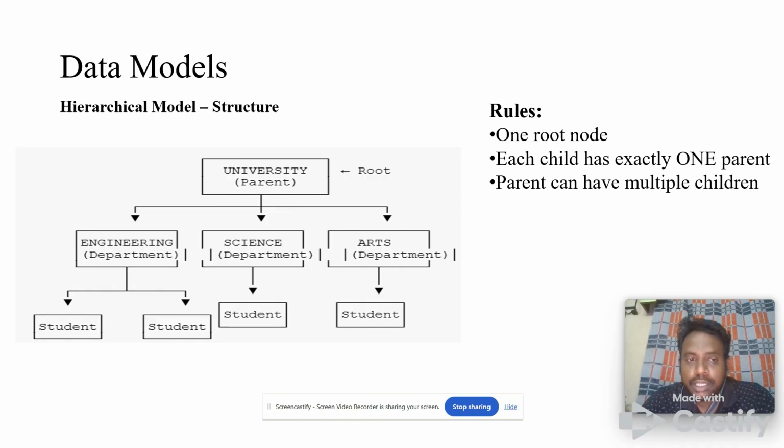Here is an example. In a university there are different departments: engineering, arts and science. For engineering we have some students, for science we have some students, and for arts we have some different students. The main thing is that a hierarchical model represents information in a tree-like, hierarchical manner, where only one root node is there, multiple children are there, and each child has exactly one parent. The parent has the possibility of having multiple children. In this example, the engineering department has two children, so there are two students.